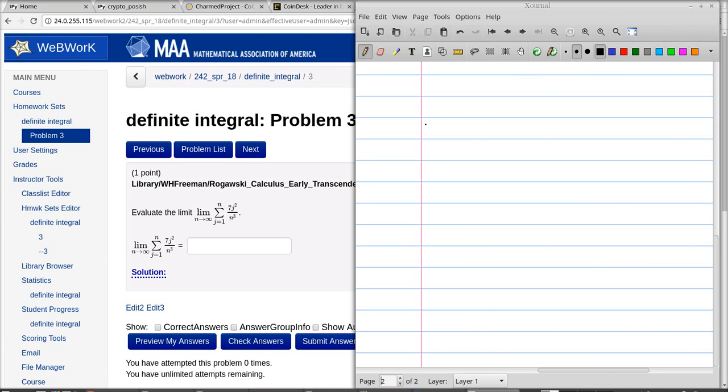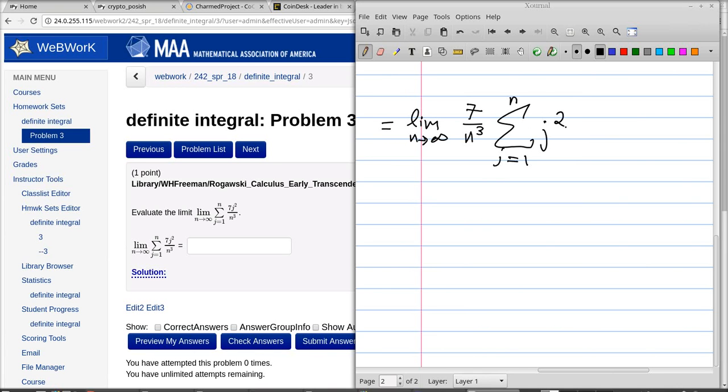All right. So we have to do this limit, and we can take out everything that doesn't have anything to do with j. So I'm just going to go ahead and factor that stuff out. So we've got the limit as n goes to infinity. n can come out of the sum, and so can the 7. So you get 7 over n cubed times the sum as j goes from 1 to n of j squared.